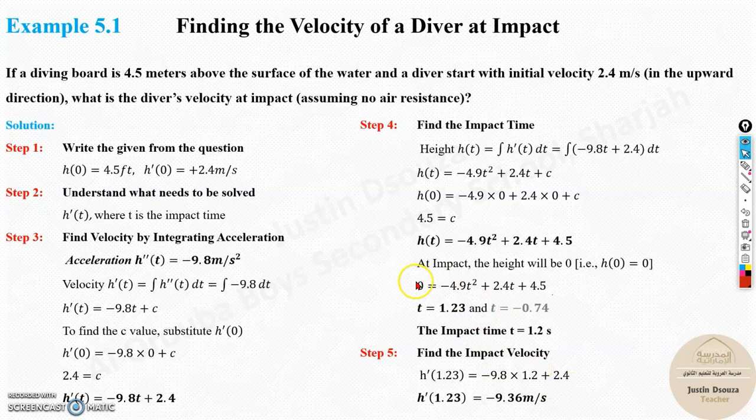So now again, I'll just recall over here. This h of t must be equal to 0. You will find the time. Take only the positive value of time. And then after you find the time, put it back in the velocity equation. Instead of t, put 1.2 seconds, which is the impact time. So at impact time, you will find the velocity. Just substitute 1.2 instead of t, it's negative 9.36. That is the impact velocity.